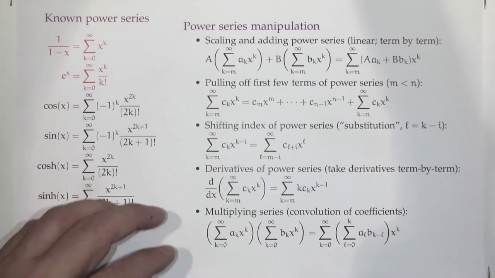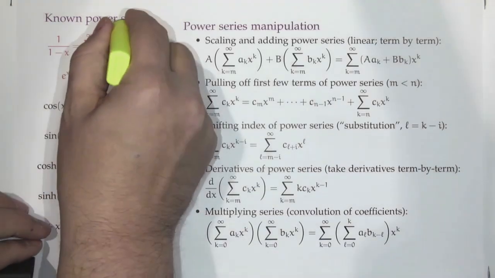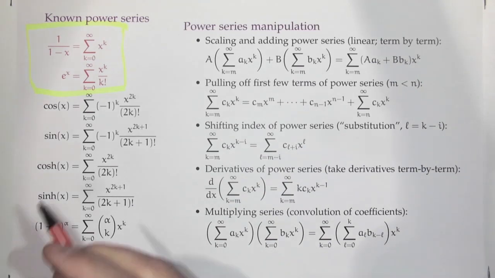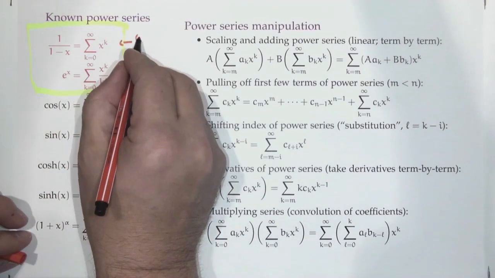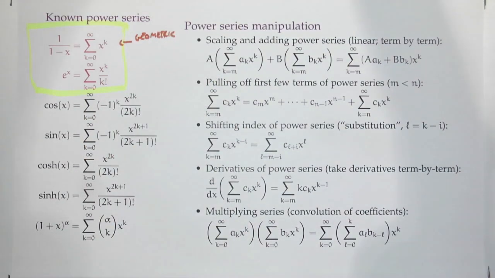So the thing is, we want to be able to work with power series. Now, when it comes to power series, there's really only two series that we want you to be really comfortable with. And it's these first two which are listed here. So the first one, 1 over 1 minus x, is the sum from 0 to infinity of x to the k. This is called the geometric series. And the other one is e to the x, which is the sum k equals 0 to infinity of x to the k over k factorial.